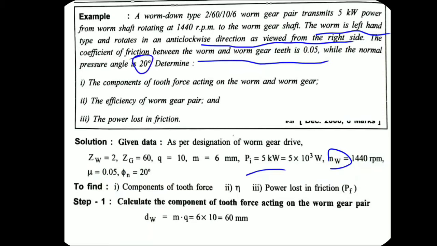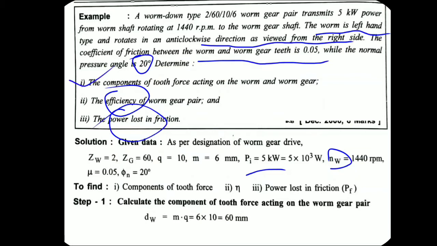First one is the components of the forces of the worm and worm gear. It means 6 forces, tangential, radial and axial, for worm and worm gear, we need to calculate. Clear? Now second one they have asked for the efficiency. Third one they have asked for the power lost due to friction. Power lost due to friction is nothing but heat generation. So we'll see. First of all, I'll calculate the components of forces as they have asked.